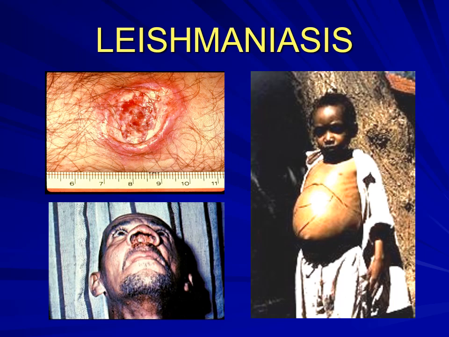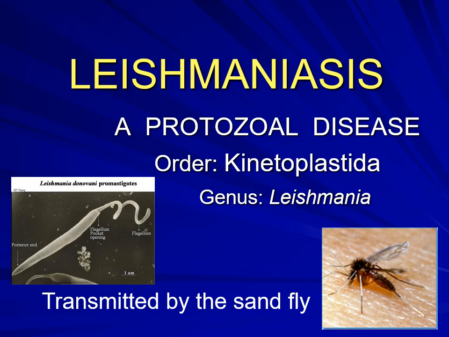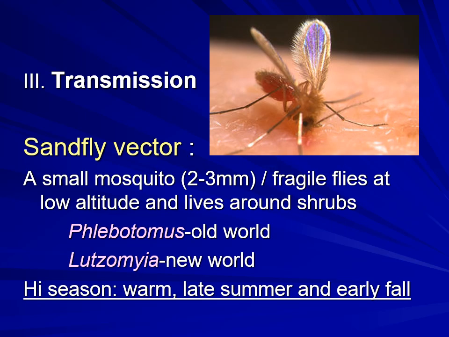And in this picture, you can see the cutaneous ulcer. You can see destruction of the nasal mucosa and the tissues inside. And third, you can see as well the large hepatosplenomegaly in this young African boy with visceral leishmaniasis. So here we have got a protozoan parasite, Leishmania. It belongs to the Kinetoplastida. It has got a kinetoplast, of course, and it is transmitted by the sandfly.